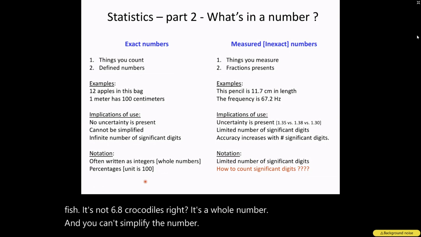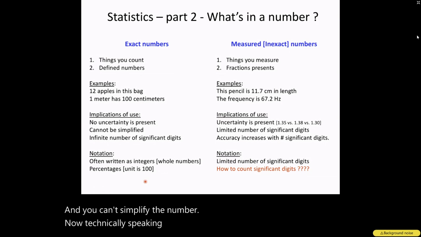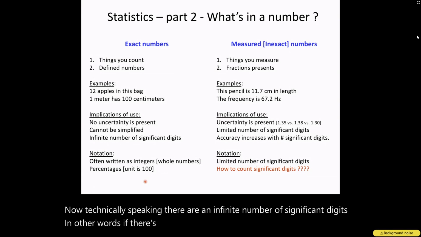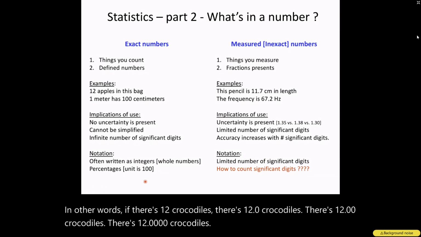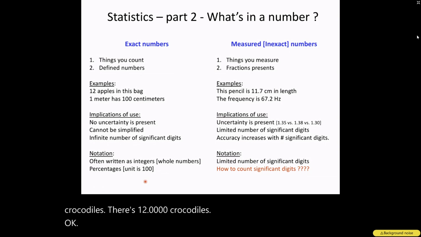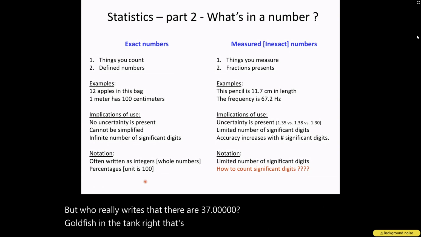Now, technically speaking, there are an infinite number of significant digits. In other words, if there's 12 crocodiles, there's 12.0 crocodiles. There's 12.00 crocodiles. There's 12.0000 crocodiles. Okay? But who really writes that there are 37.00000 goldfish in the tank, right? That's ridiculous.